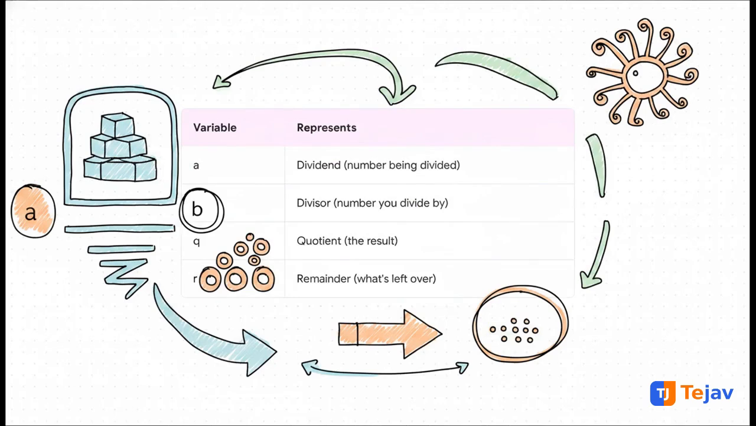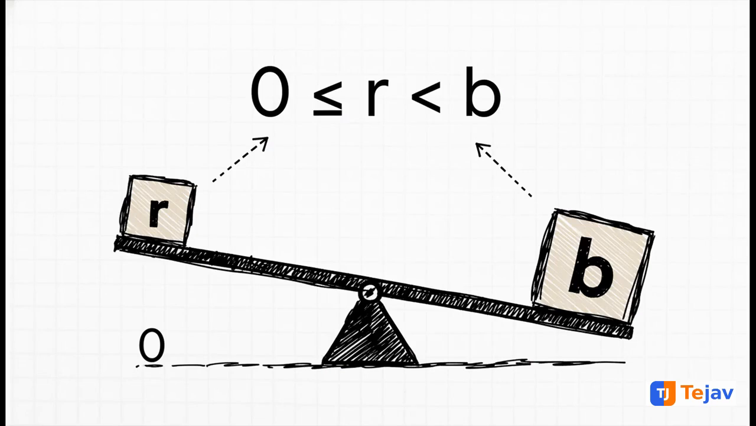So let's break down those letters real quick. A is your dividend. That's the number you're starting with. B is the divisor, the number you're dividing by. Q is the quotient, the main answer you get. And R is the super important remainder, the little bit that's left over. And here is the one rule to rule them all. The remainder, R, has to be 0 or more, but it must be smaller than the divisor, B. And that just makes sense, right? I mean, think about it. If your remainder was bigger than the divisor, well, you could have just divided it one more time.